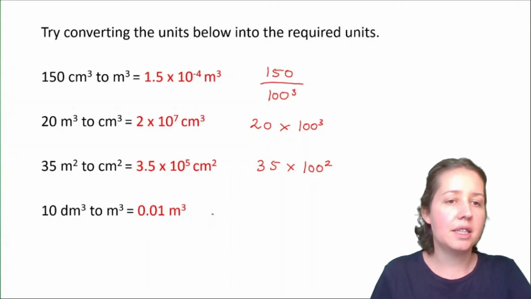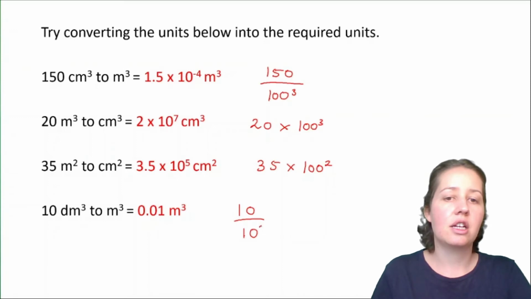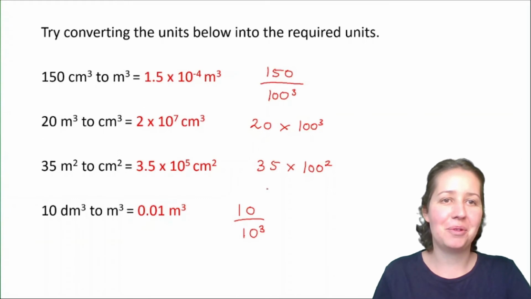Decimeters cubed is probably the ultimate challenge so far. Deci is a tenth of a metre. So when I go from decimeters cubed to meters cubed, I'm getting smaller. So I'm doing 10 divided by the conversion factor of 10 cubed, because it's decimeters cubed to meters cubed, which gives me 0.01 meters cubed. Well done if you got them correct. If not, you can have some more practice.